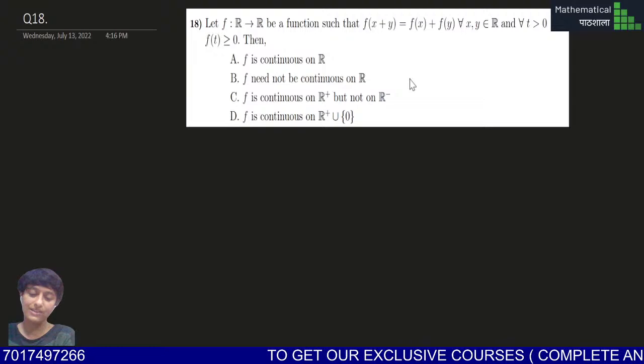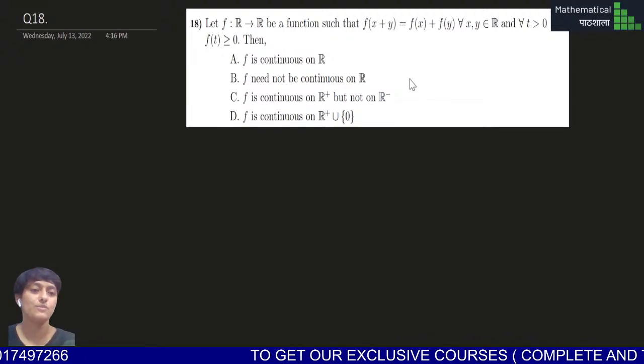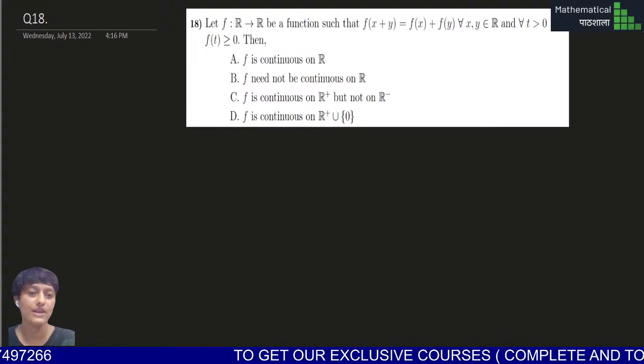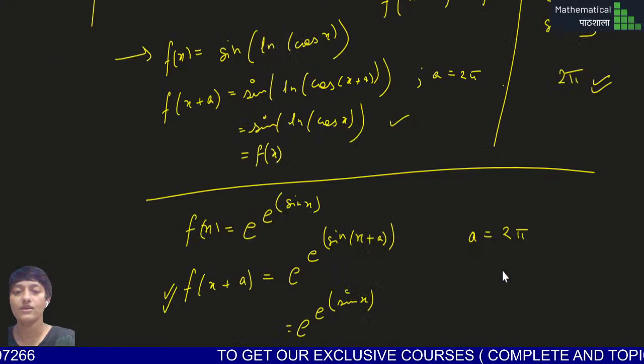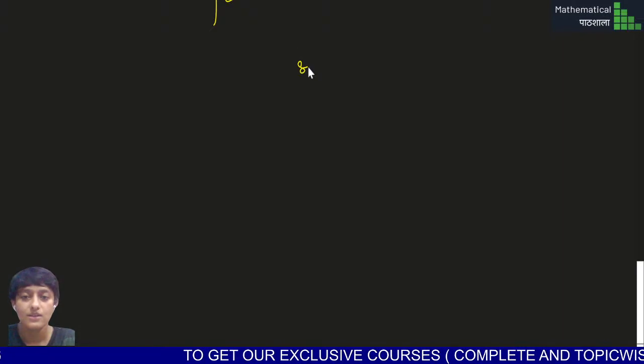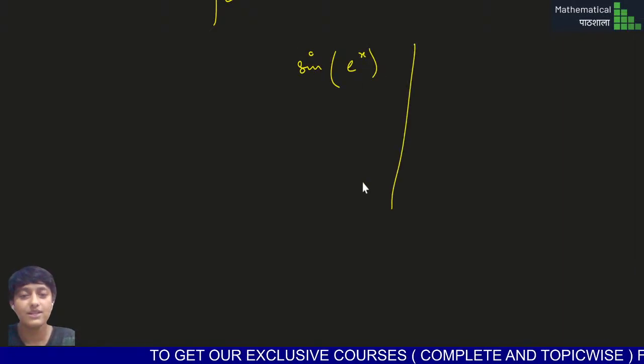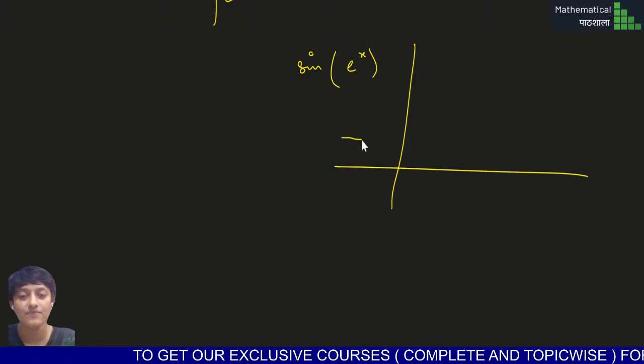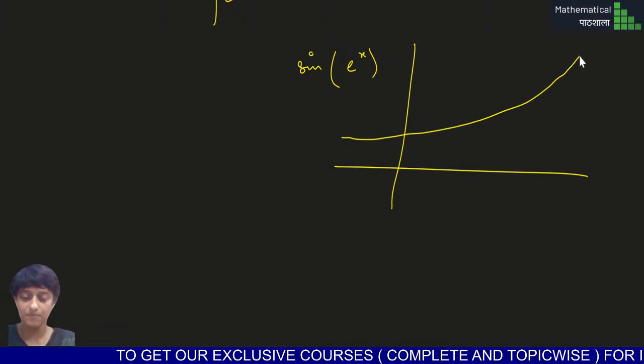How to draw the graph of sine e raised to the power x? Okay, let me tell you. Right. See, sine e raised to the power x. What is the graph of e raised to the power x? It is this. Okay.